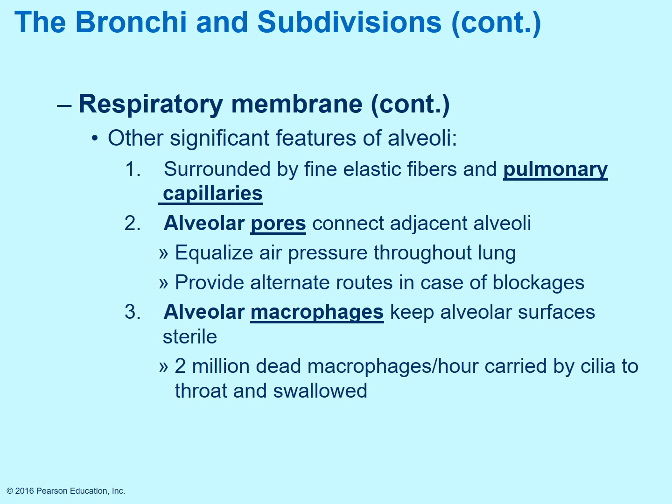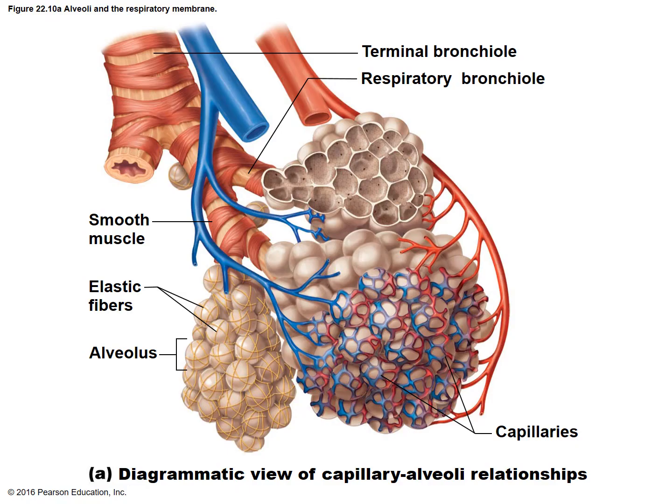You have lots of capillaries in this area. You have alveolar pores, which help to equalize the pressure. You have macrophages in this area, which are trying to keep the area somewhat sterile. In other words, they try to engulf any foreign things that you may have. They recognize that and immediately want to not allow that foreign substance to move into your body.